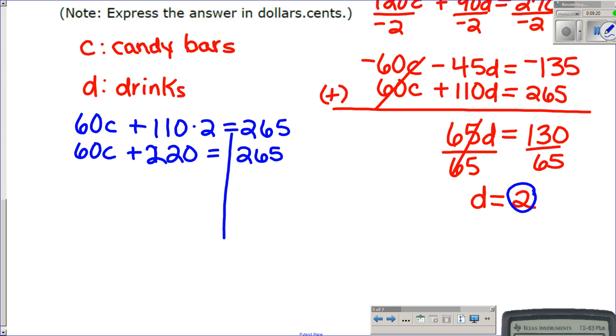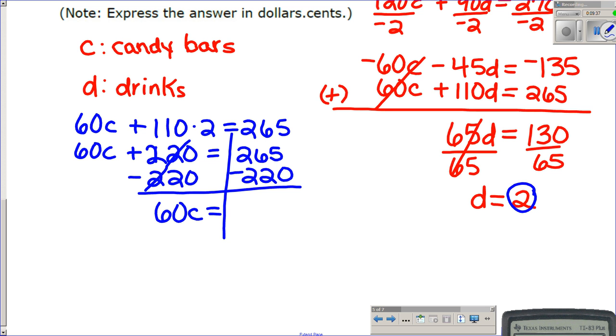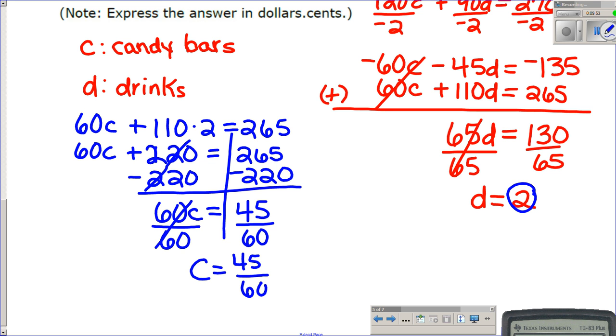Okay, our next step, we're going to subtract our 220 from both sides. So subtract 220 on both sides of the equation. 220 minus 220, that's 0. We still have our 60c, so bring 60c down. And 265 minus 220 is 45. We're going to divide both sides by 60. Again, we're still not using our calculators. So this is going to give us c equals 45 over 60.